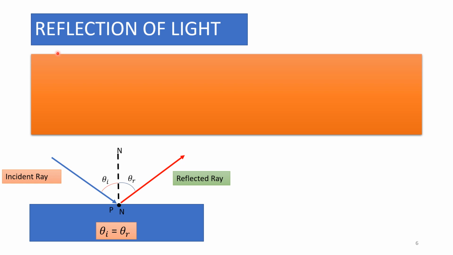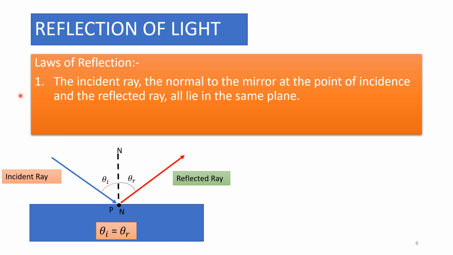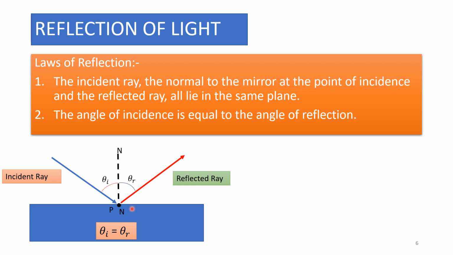Once again, let's firmly grasp the statement of the laws of reflection. The first law states that the incident ray, the normal to the mirror or the polished surface at the point of incidence, which you can see over here is point P, and the reflected ray, they all lie in the same plane. And the second law states that the angle of incidence is equal to the angle of reflection. So theta I is equal to theta r.